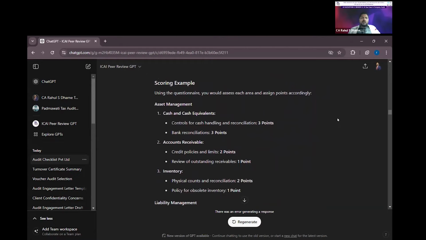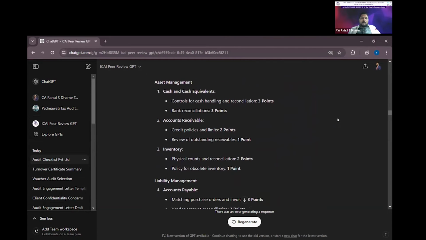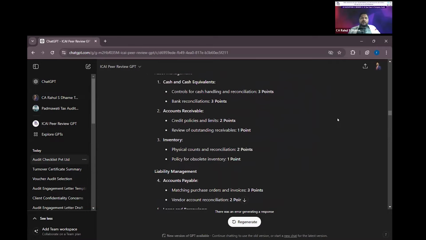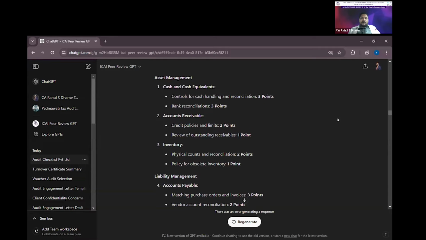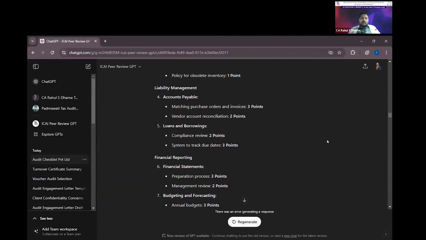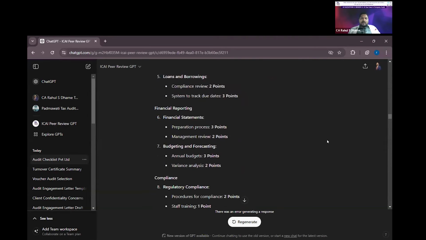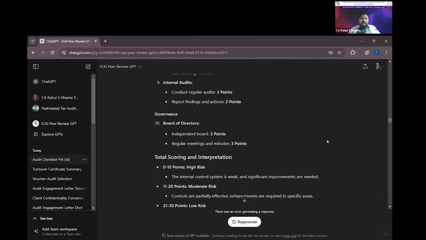And it has also assigned a score to each point, as in asset management. First point, cash and cash equivalent, it has given 6 points: 3 points for control for cash handling and reconciliation, and 3 points for bank reconciliations. Same way, it has given points or maximum scores to liability management, financial reporting, compliance, and governance.